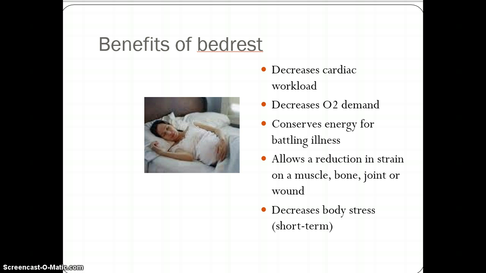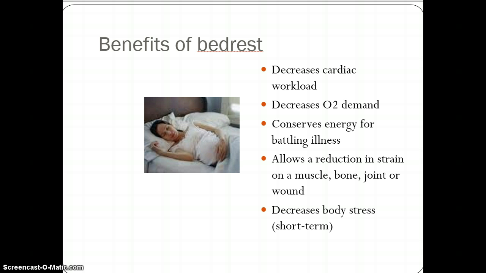The benefits of bed rest, there are a few. We've talked the whole time about why we don't want people on bed rest, but it does decrease the cardiac workload. If I have a patient that's a new MI, the stress of walking and ambulation are too much for that heart muscle that's severely damaged. It decreases O2 demand. So if some of your COPD patients or patients that have airway problems, the benefits of resting might help.